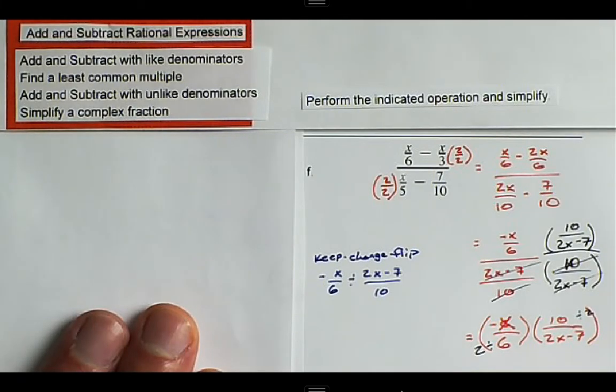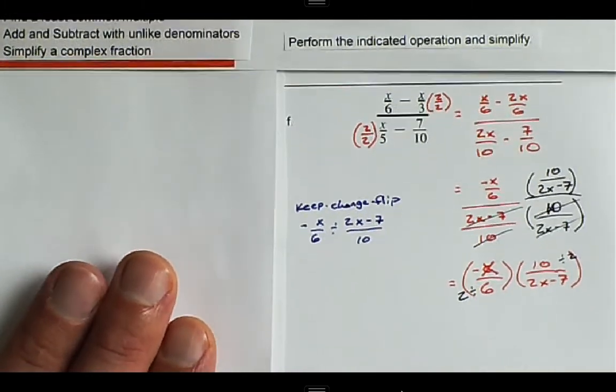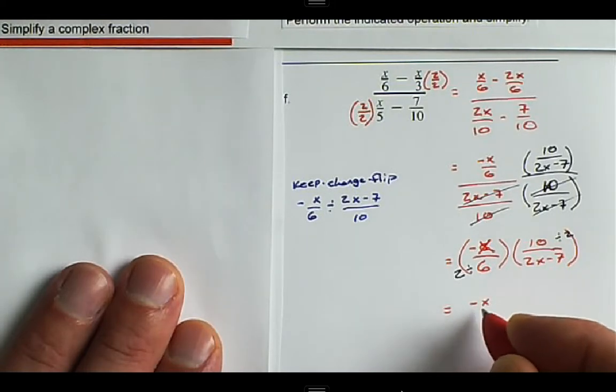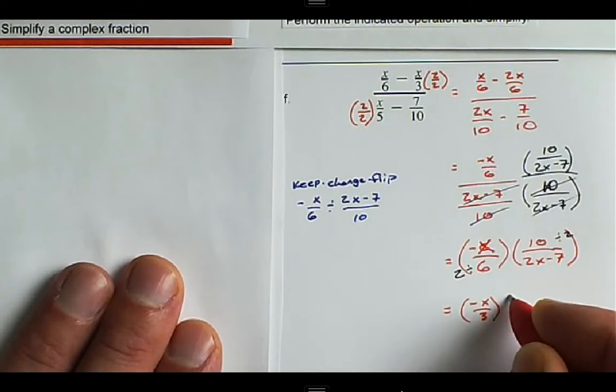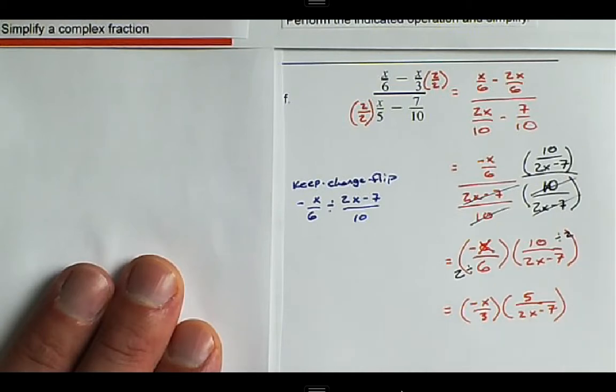And what that's going to give us is negative x divided by 3 times 5 over 2x minus 7. And then we can multiply these together, and negative x times 5 becomes negative 5x, divided by 3 times 2x minus 7.